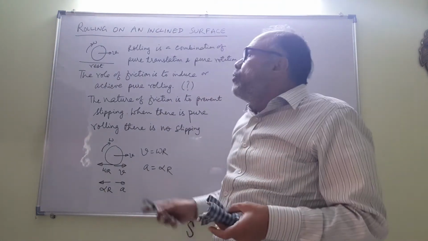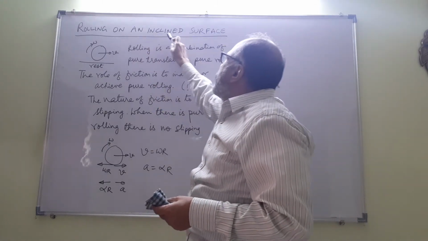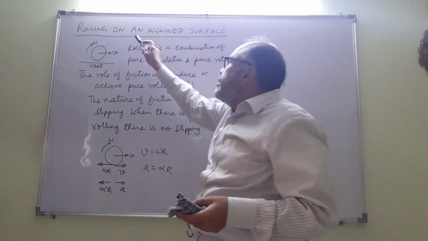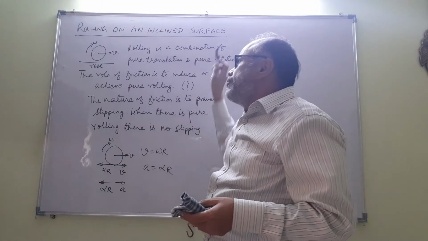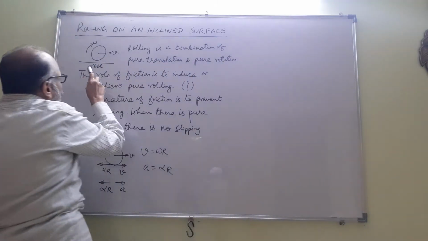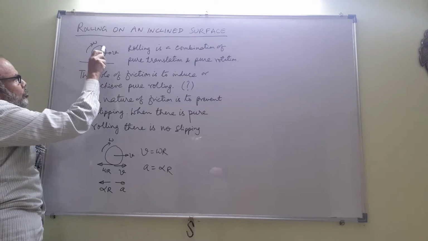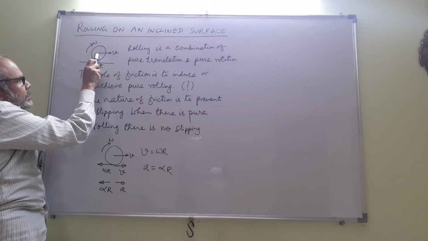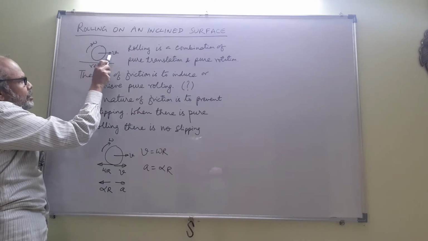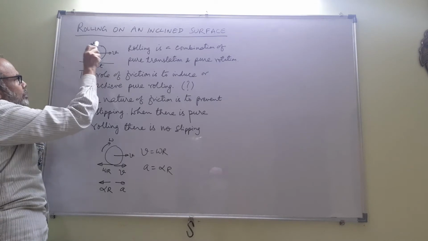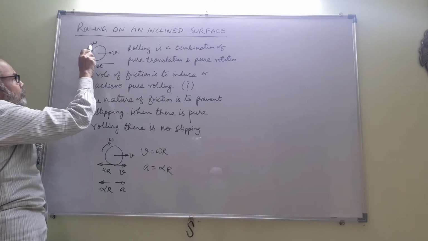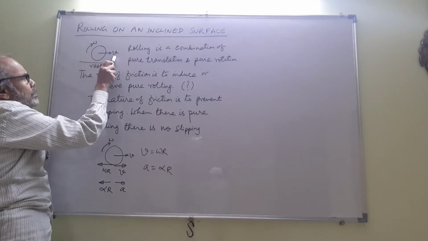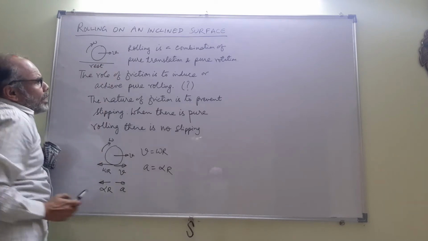In this video, we wish to study rolling on an inclined surface. In a previous video, we studied rolling on a horizontal surface. We had a horizontal surface at rest and there was a body rolling. It had an angular velocity omega. The center of mass had a linear velocity v. Omega was the angular velocity with respect to an axis passing through the center of mass, and v was the velocity of the center of mass.